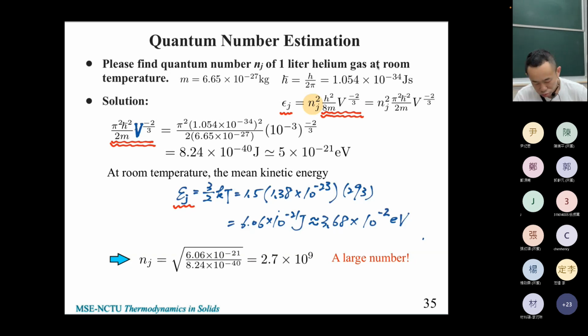Okay, so yeah, this one shows that the quantum number is really big, so it can help us to determine something later. Okay, it's really helpful. This assumption is really helpful for our next page.